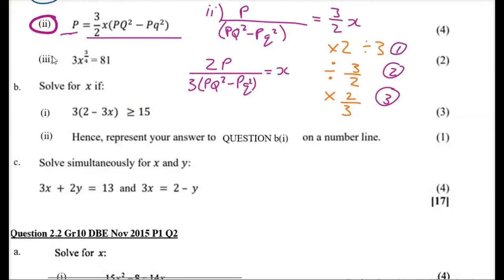Moving on to the exponential equation. Thank you for the thumbs up.